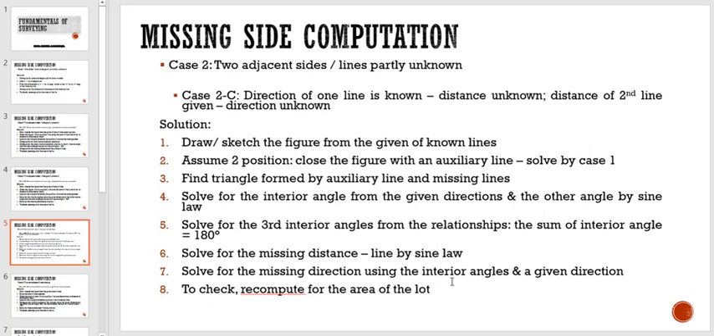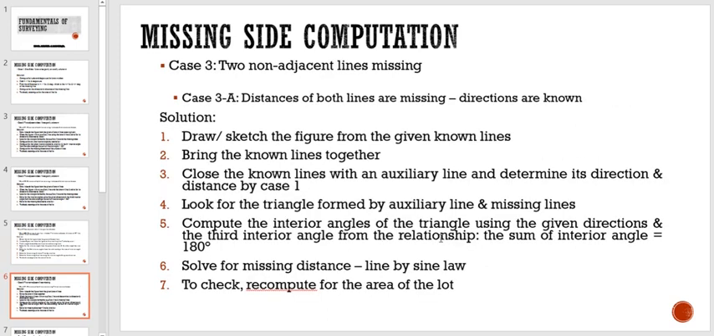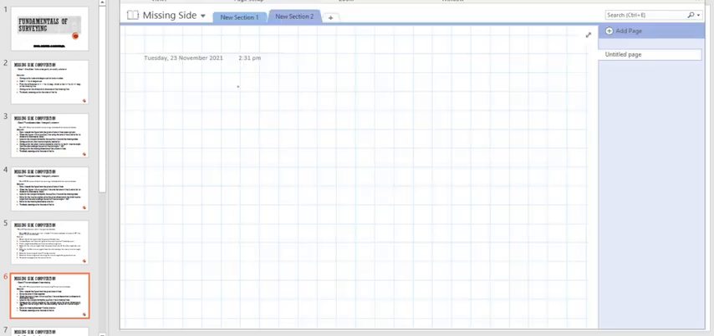Then solve again for the missing direction using the interior angles and a given direction, and compute for the area of the lot. Okay, for case 3, two non-adjacent lines missing.